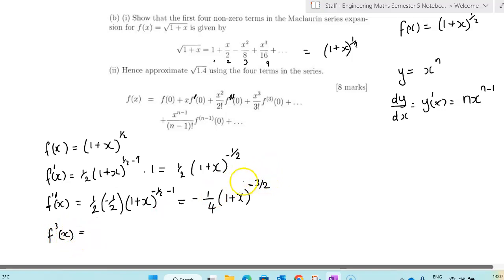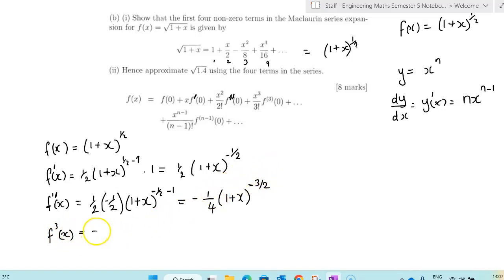And that means we're going to have to bring this power down. So we have the minus a quarter. It's now going to be multiplied by minus 3 over 2 on 1 plus x to the minus 3 over 2 minus 1.